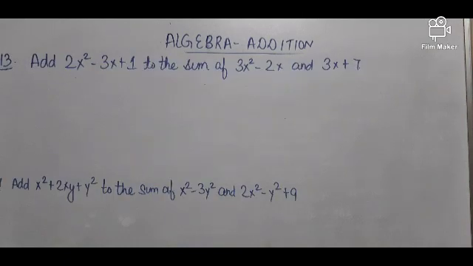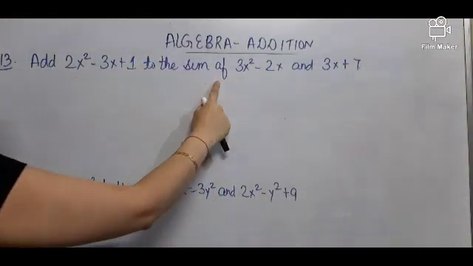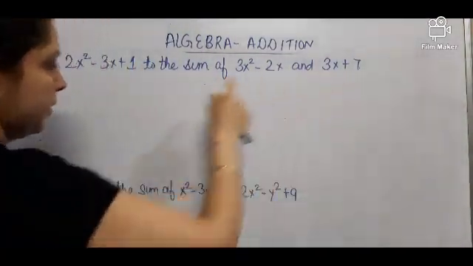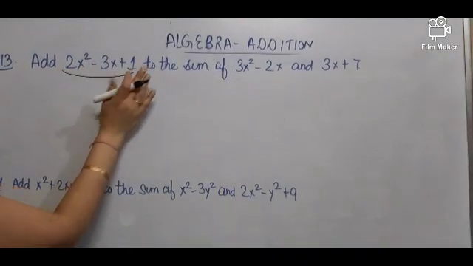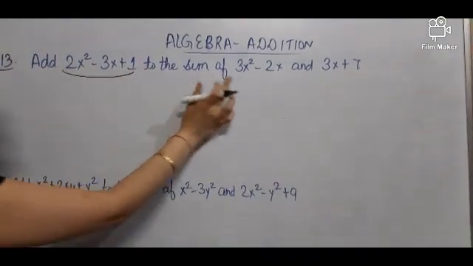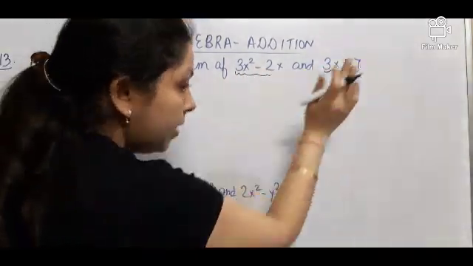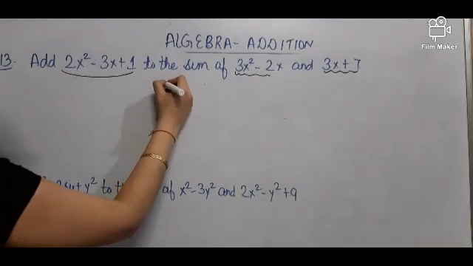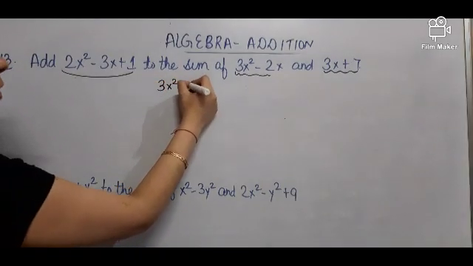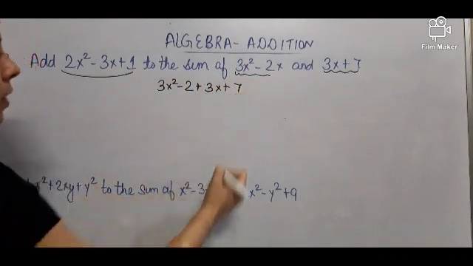Question number 13. Add this term to the sum of this and this. Okay, see the question again. Add this to the sum of. We have to find the sum of this and this. So first we'll find the sum of 3x square minus 2 plus 3x plus 7.